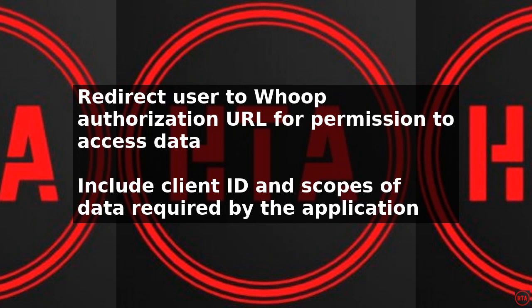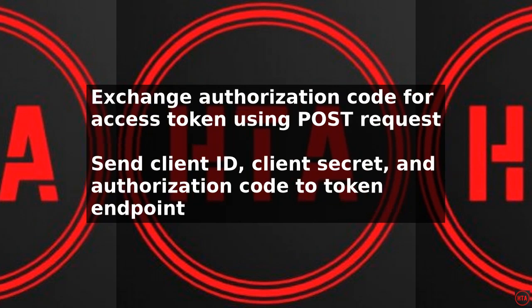After the user grants permission, Whoop redirects them back to your application with an authorization code. Your application then exchanges this code for an access token, which is used to authenticate subsequent API requests. To exchange the authorization code for an access token, send a POST request to the Whoop token endpoint, including your client ID, client secret, and the authorization code.